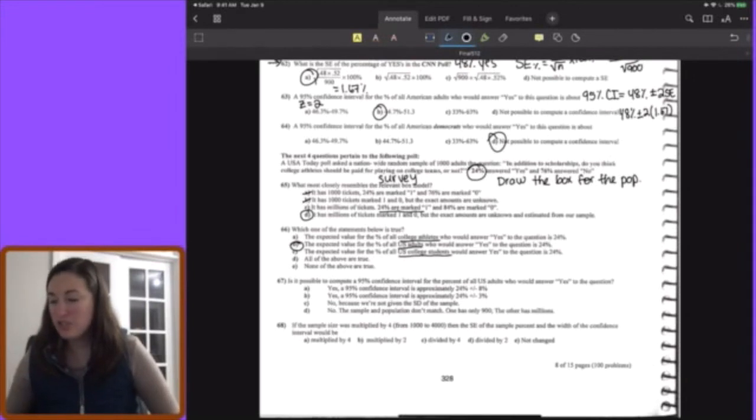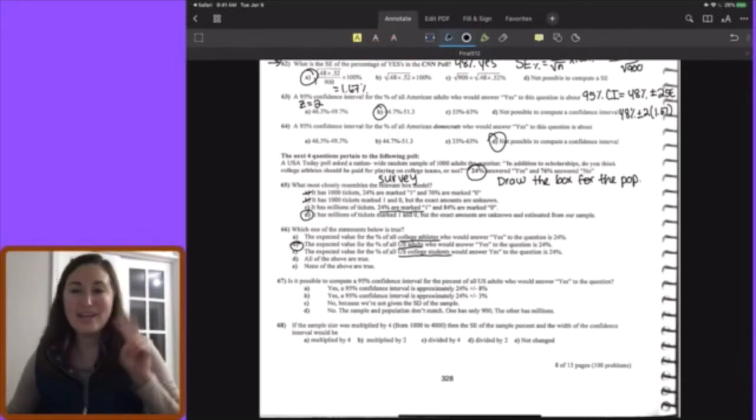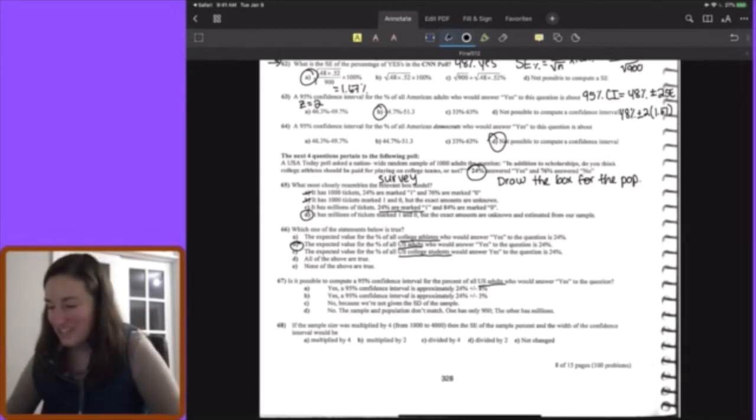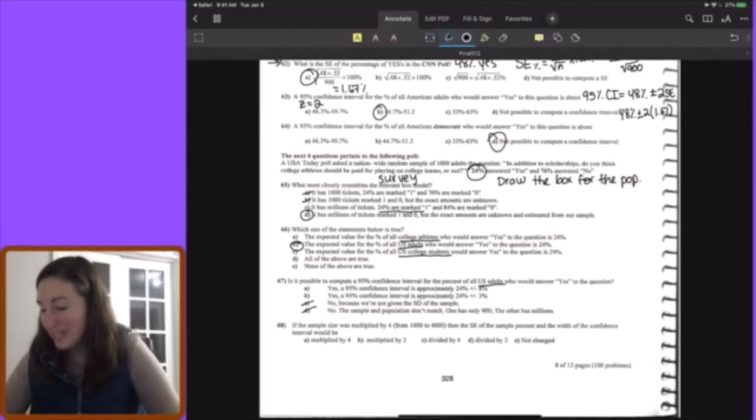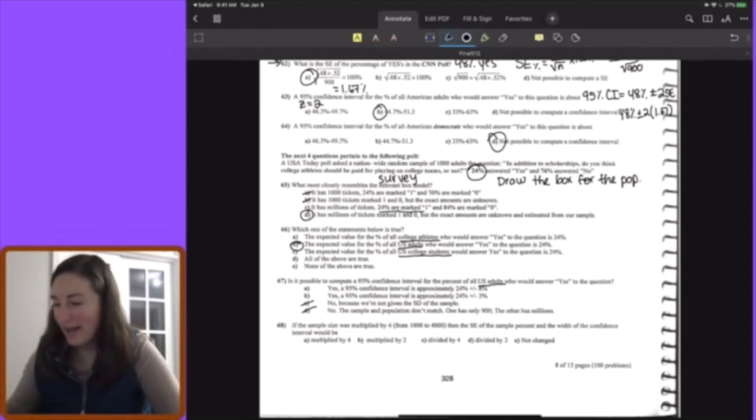Is it possible to compute a 95% confidence interval for all US adults? So I'd ask myself 2 questions here. Was this a random sample? Which, yes, it was. And are we looking at the right population? US adults, yes. So my answer here is going to be yes. Sure, why not? To figure it out, I'd have to figure out what it is. But basically, I could go ahead and calculate it.